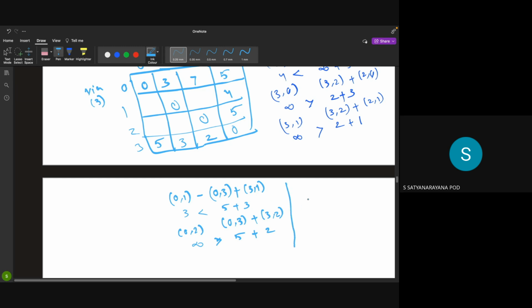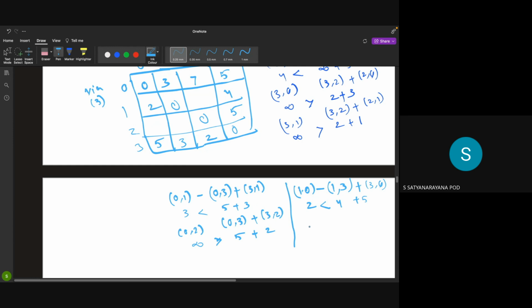Okay, then after it, we are trying 1 to 0. What are the different paths for 1 to 0? Can 1 go to anybody? Yes, 1 to 3, plus 3 to 0. So 1 to 0 is 2, 1 to 3 is 4, and 3 to 0 is 5. But this is a better value, and we keep this. 1 to 0 is 2.